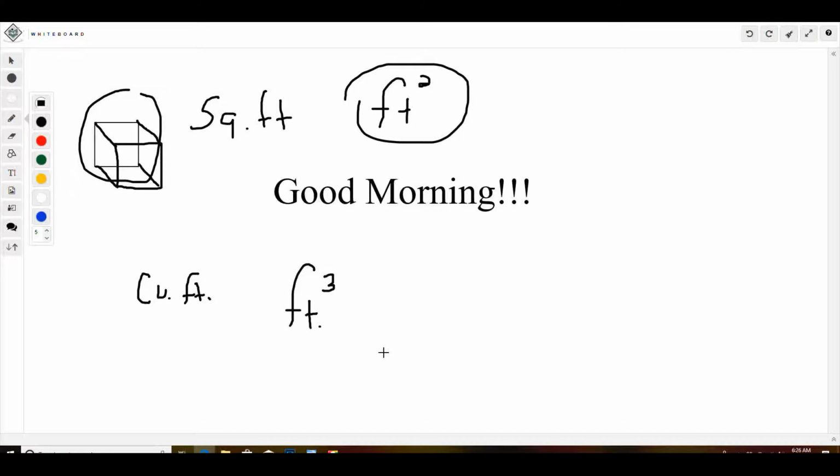In this case, our base is a circle, so we need to first find the area of the circle. Remember doing that last week, I think it was. So the area of the base is pi times radius squared. So the area of the base is pi times 2.5 squared, because 2.5 would be the radius, since the diameter is 5. Remember, the radius is half the diameter. That equals 19.63 square feet. So the area of the base is 19.63 square feet.